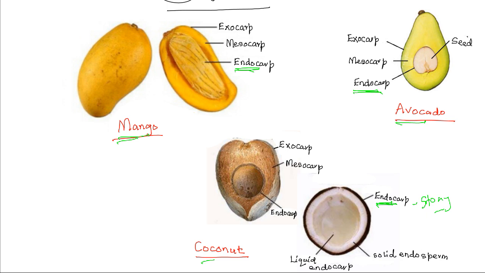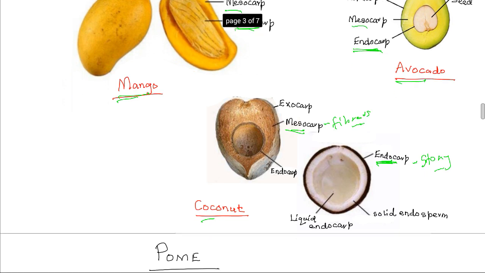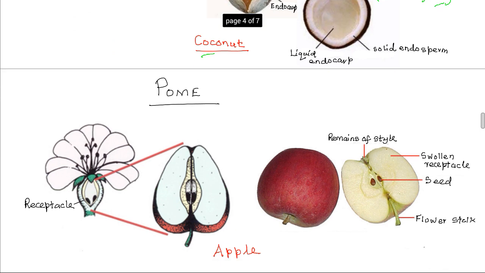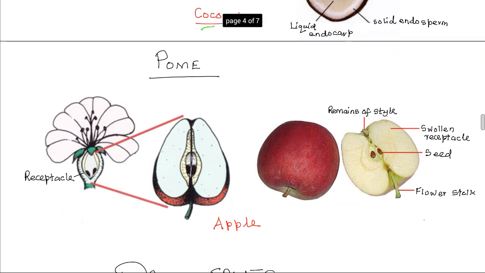The mesocarp is fleshy, like in the mango, in the avocado, but in the coconut, the mesocarp is initially fleshy, then as the fruit matures, it dries and becomes fibrous, and it is air-filled. Then the third category of succulent fruits is the pome.